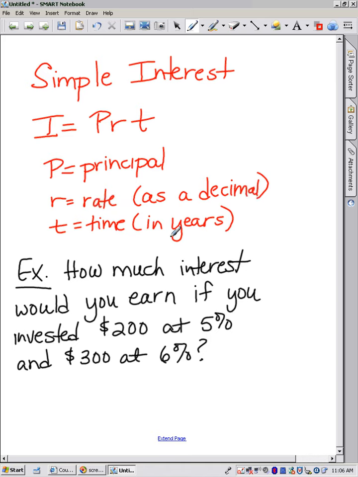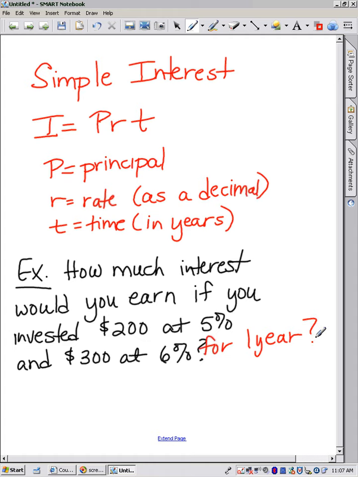So just to get practice using this formula, I think you had some problems in section 2.5 that dealt with this. We're going to do this example. How much interest would you earn if you invested $200 at 5% and $300 at 6%? And of course, these are assuming simple interest. And I also need to tell you how long. Let's say that this is for 1 year.